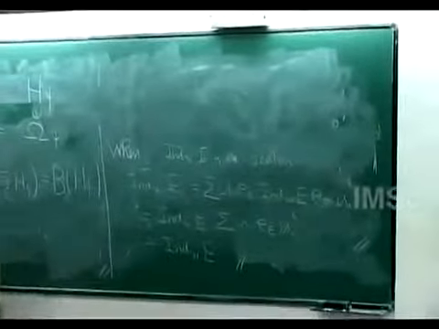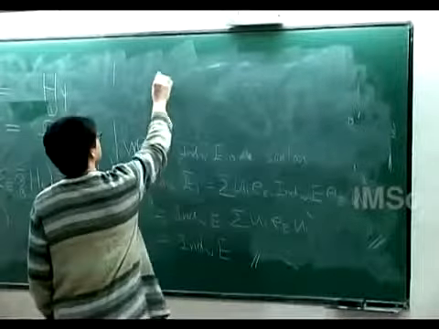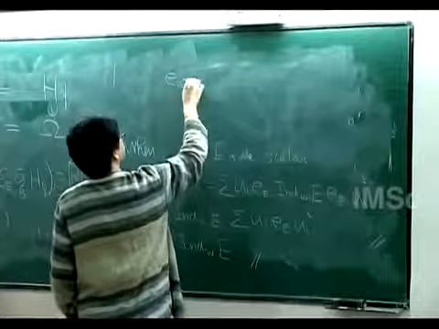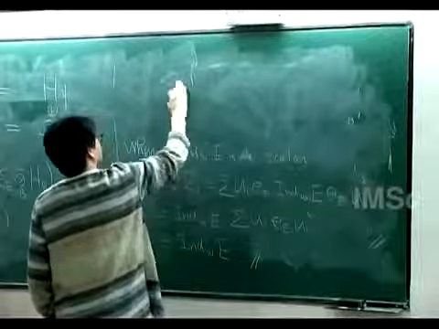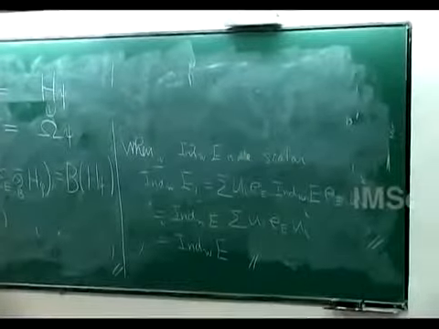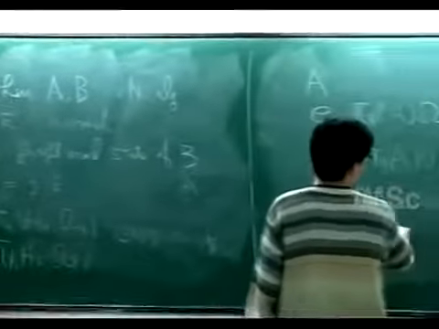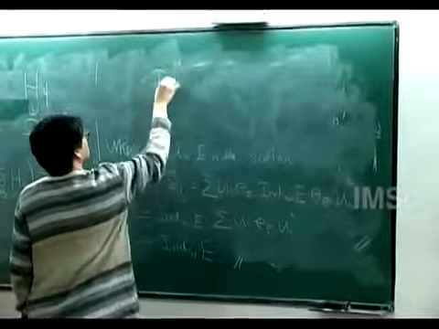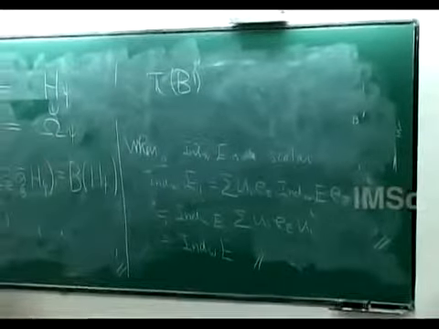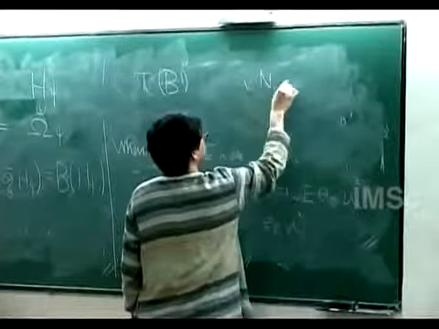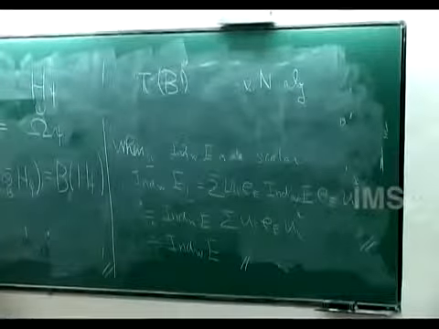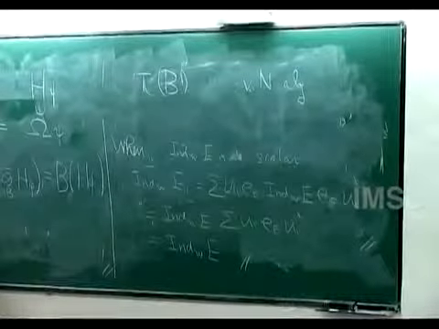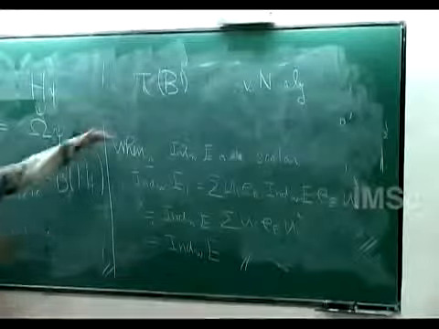And moreover, you can see that this space, without taking weak closure, is already a fundamental algebra. It's enough to show that this is already a fundamental algebra. But it's obvious because of this identification. From this identification, the image of B is already a fundamental algebra.